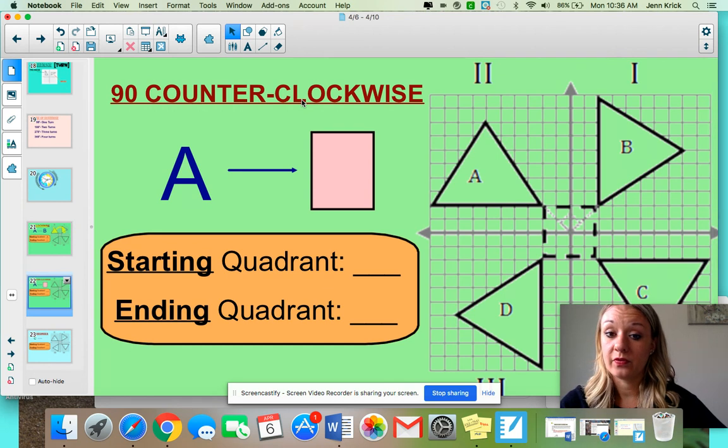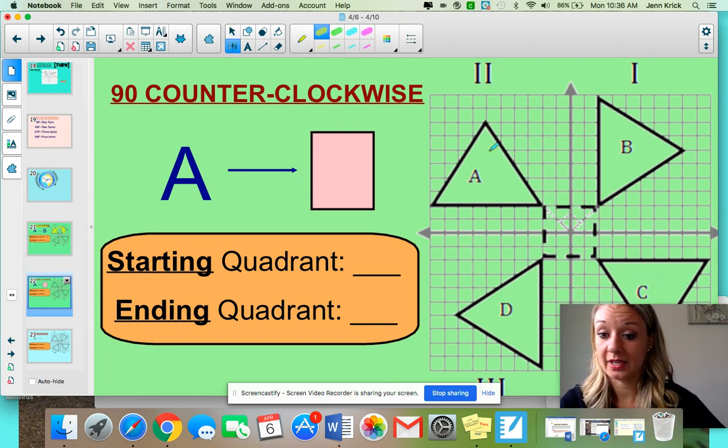All right, so now, very similar, we're still starting with A. We're starting with the same triangle that we started with over here. And I know that my starting quadrant is 2. Remember, we use Roman numerals for that. Sorry, hopefully now you can see the 2.